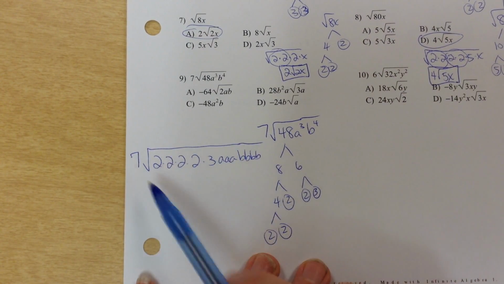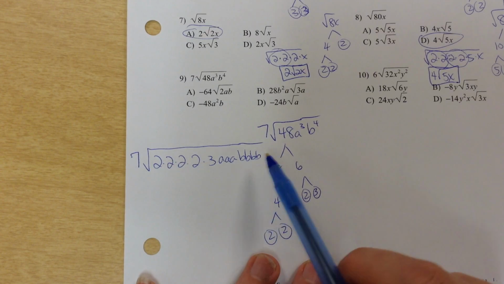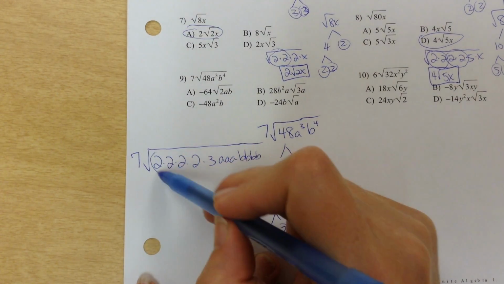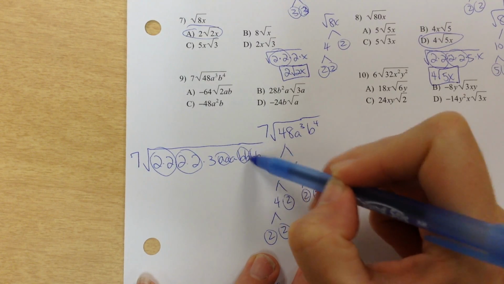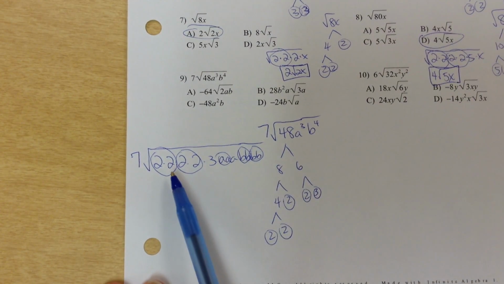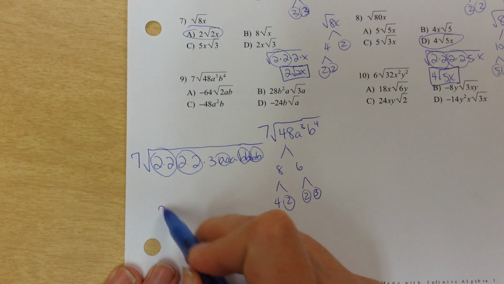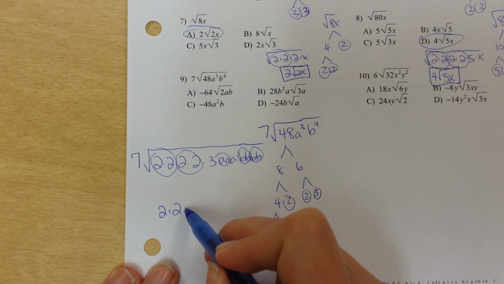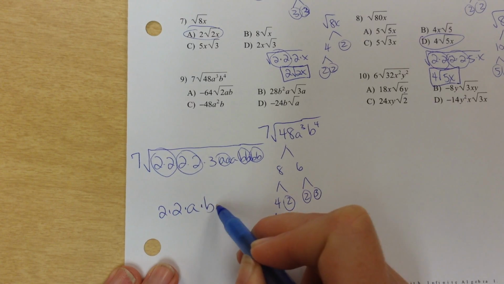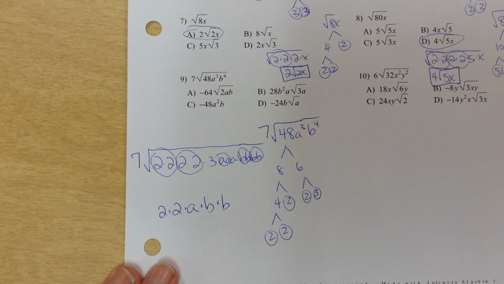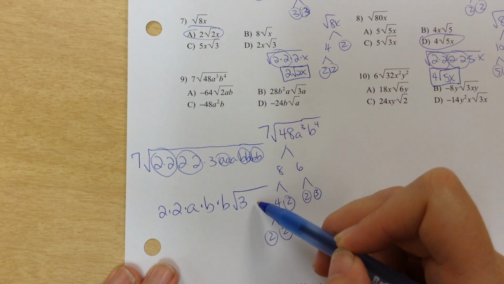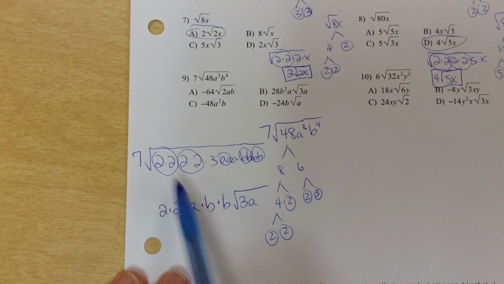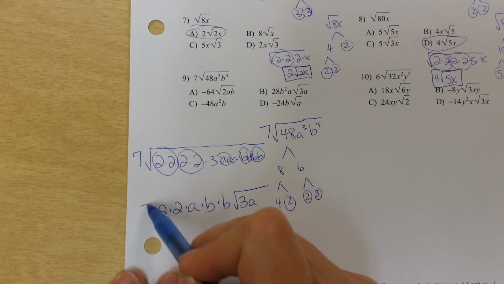So this is where I am right now. I've written everything out. I'm going to circle my pairs. So look what comes out. A 2, another 2, an A, a B, and a B. What's left behind is 3A. And then I still have the 7 that I need to bring down.